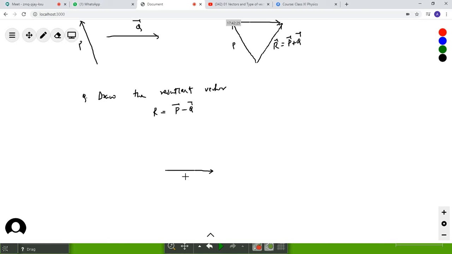This is the P vector. Now, let's say this is the Q vector I have chosen. So if this is Q vector, what will be minus Q? Which one will be minus Q? This side is the minus Q, no? Remember the opposite vector I taught you? So that means this is the minus Q vector. So what is P minus Q then?